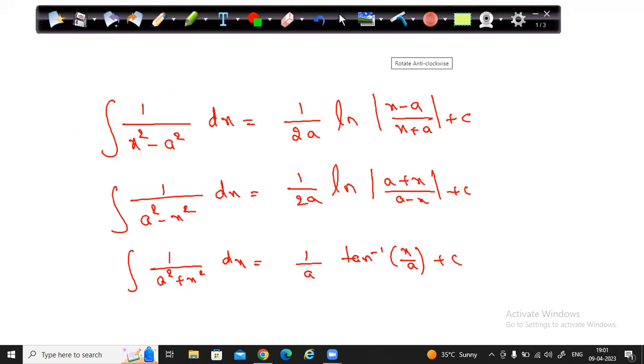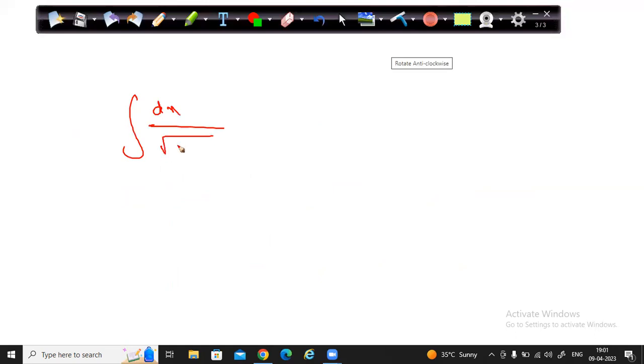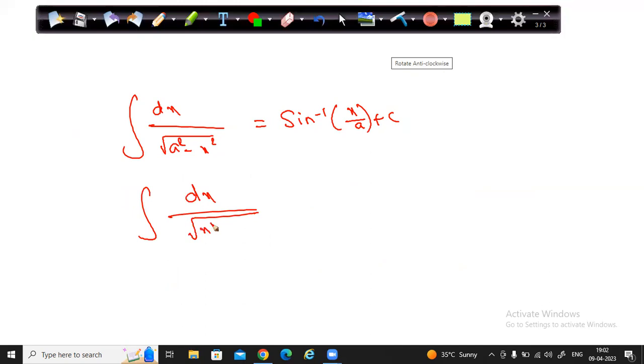So you also have the integral of dx upon root of a square minus x square, which is the same as sine inverse of x by a plus c. Integral of dx upon root of a square minus x square is sine inverse of x by a. You also have the integral of dx upon root of x square minus a square and root of x square plus a square also.